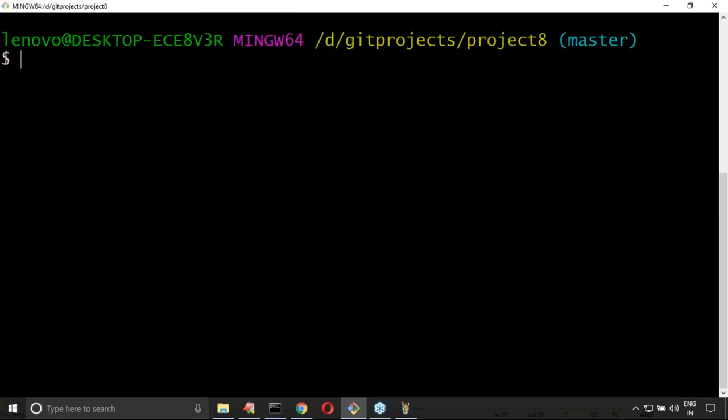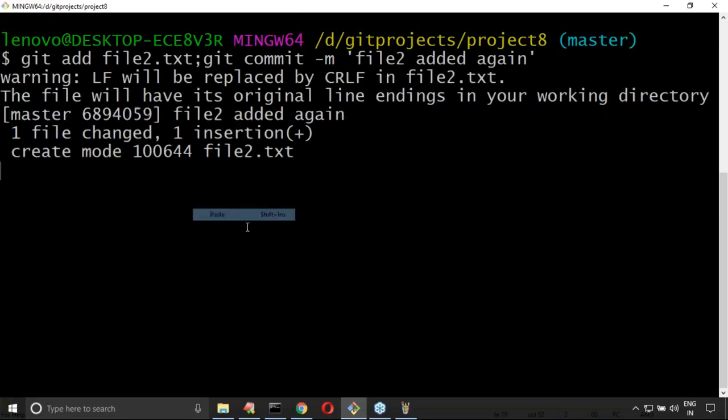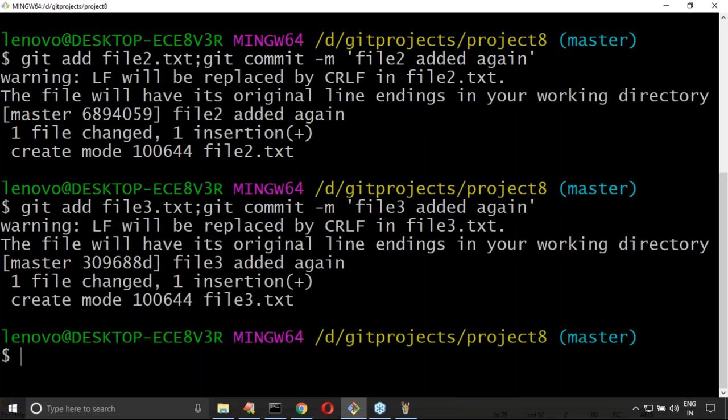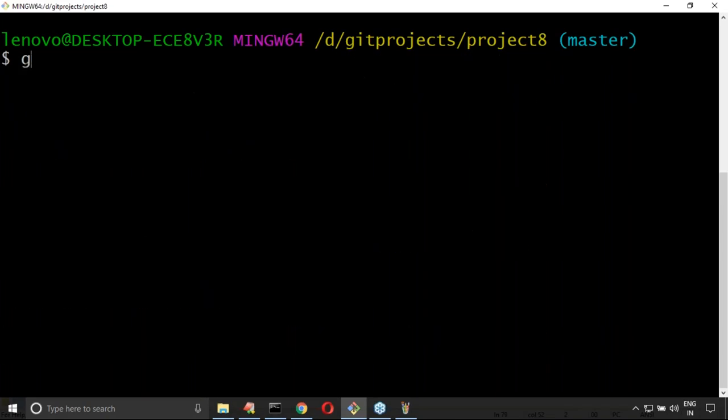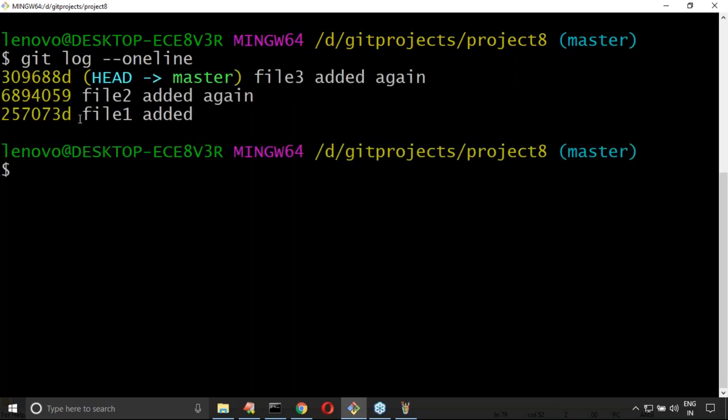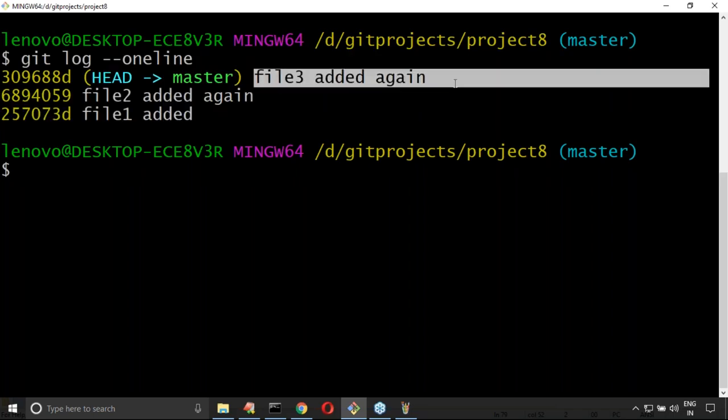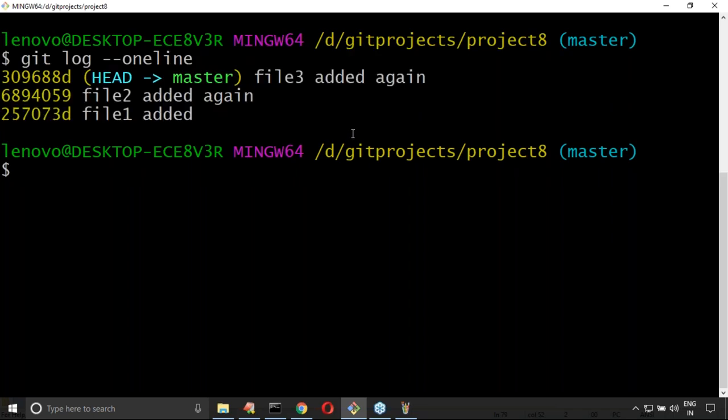Okay, let me take these two things. If you want to just observe that, git log --oneline. Okay, file1 added, file2 added again, file3 added again. Yes, it is a normal commit only. Clear, right?